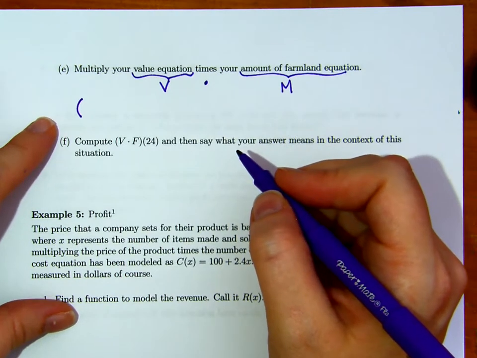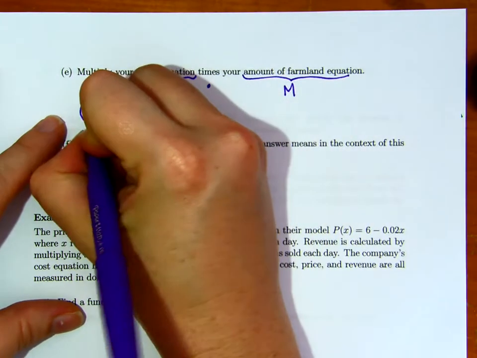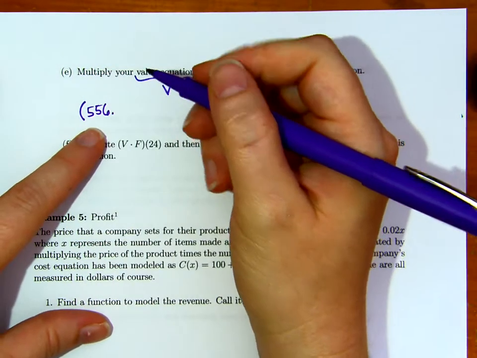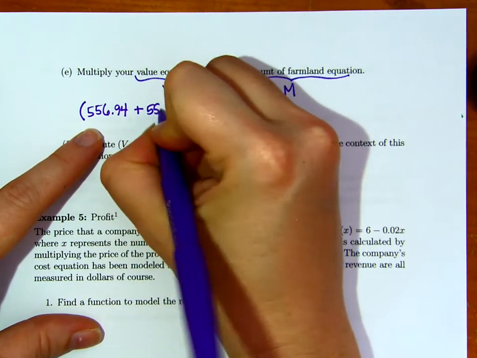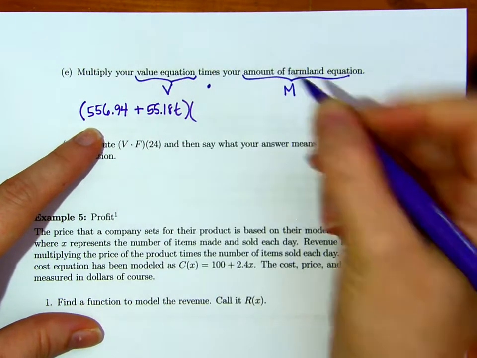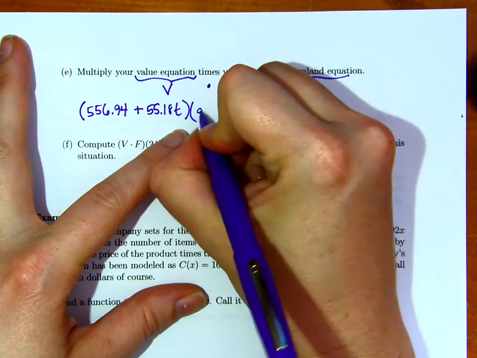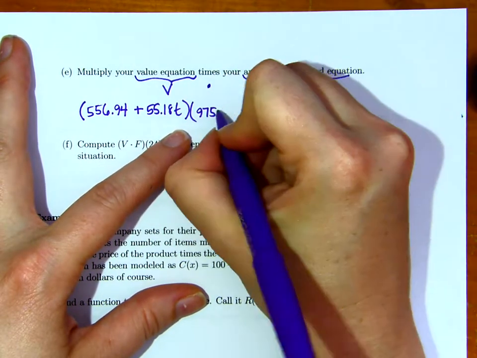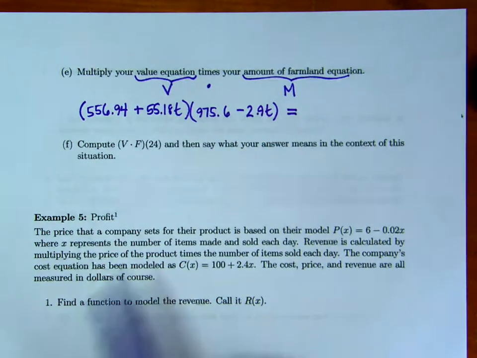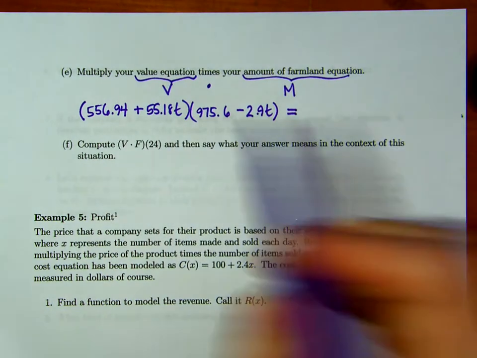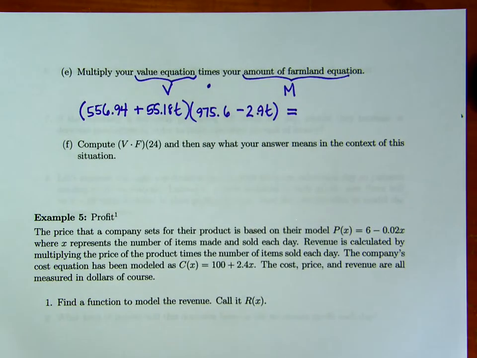So here's what we have. Our value, that was 556.94 plus 55.18 T. And now the millions of acres, we had 975.6 minus 2.9 T. I see, we have to distribute now. We have a linear situation and a linear situation, and we're being asked to multiply them. All right, here we go.